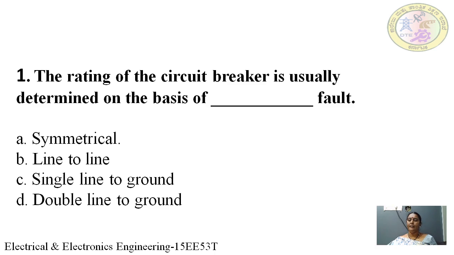Line to line fault, single line to ground fault and double line to ground fault all lead to unsymmetrical faults. Therefore, we are not getting a balanced current or a balanced system, and with those values we can't calculate the circuit breaker rating. For calculating circuit breaker rating, we have to take balanced system voltages and currents.